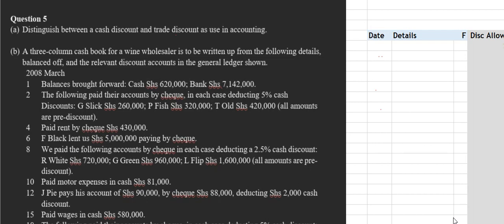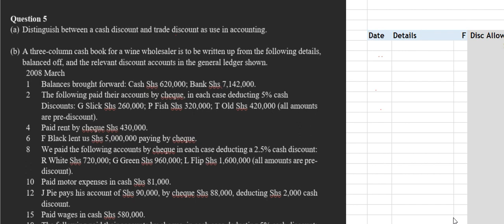Now in this video we are going to look at the preparation of a 3-column cash book. This is a question from one of the past papers of fundamentals of accounting. So I'll use this question to show you how you can prepare a 3-column cash book. In the first part of the question, you're required to distinguish between a cash discount and a trade discount as used in accounting. Now we have what we call cash discounts and trade discounts.